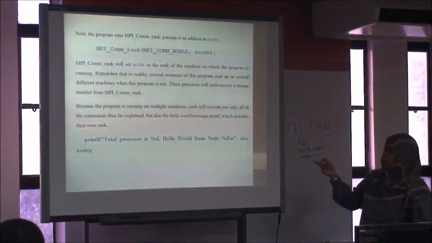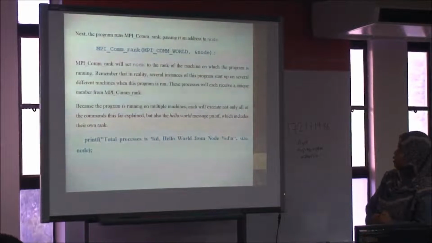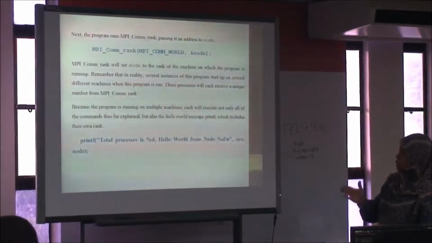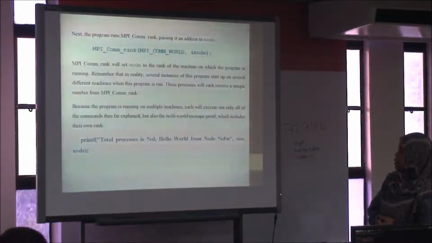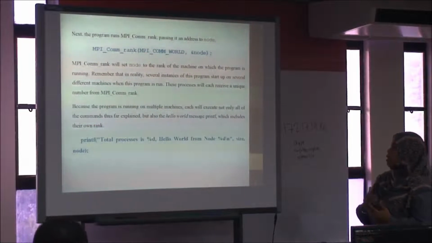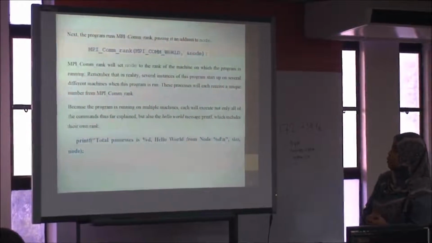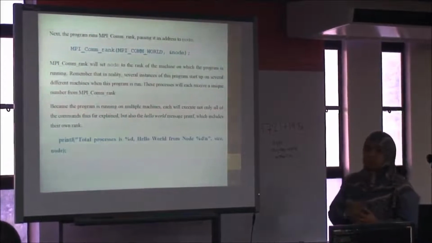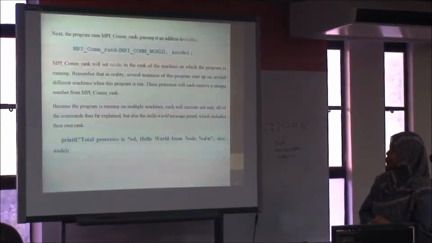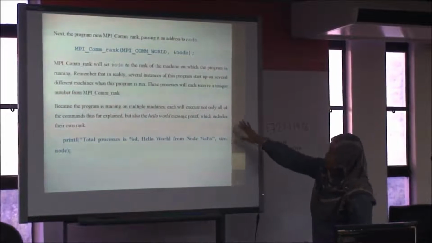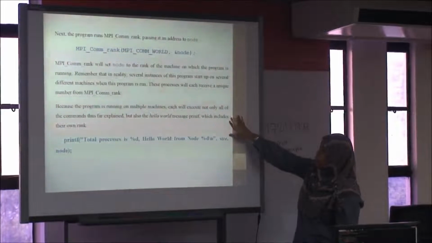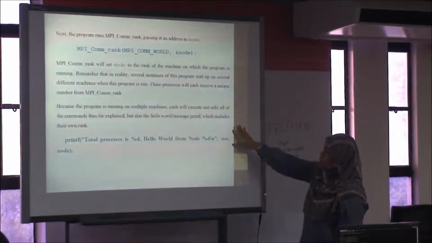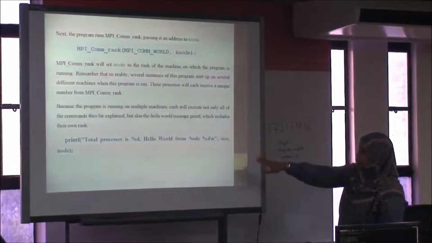Okay, next is MPI_Comm_rank. As I mentioned just now, MPI_Comm_rank will set rank to the rank of the machine on which the program is running. Remember that in reality, several instances of this program start out on several different machines when this program is run. So these processors will each receive a unique number from MPI_Comm_rank. Okay, so because the program is running on multiple machines, each will execute not only all of the commands, but also the hello message printf, which includes their own rank.